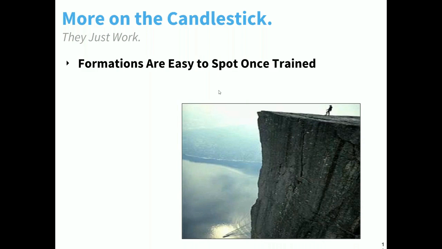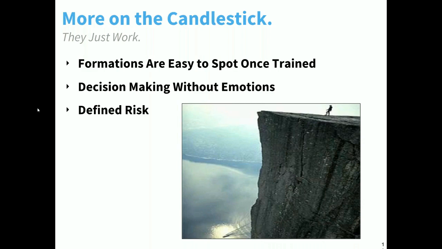Now, the formations are very easy to spot once you've trained your eyes just a little bit. It's all about decision making without emotions, and you have very defined risk and clear stops all along. In fact, the reason I chose this picture of this person is because you can see he or she has very well-defined risk right here. In other words, if this person goes beyond this point of no return, what happens in terms of risk? Think about it. Her risk goes from basically 0% to 100% instantly.